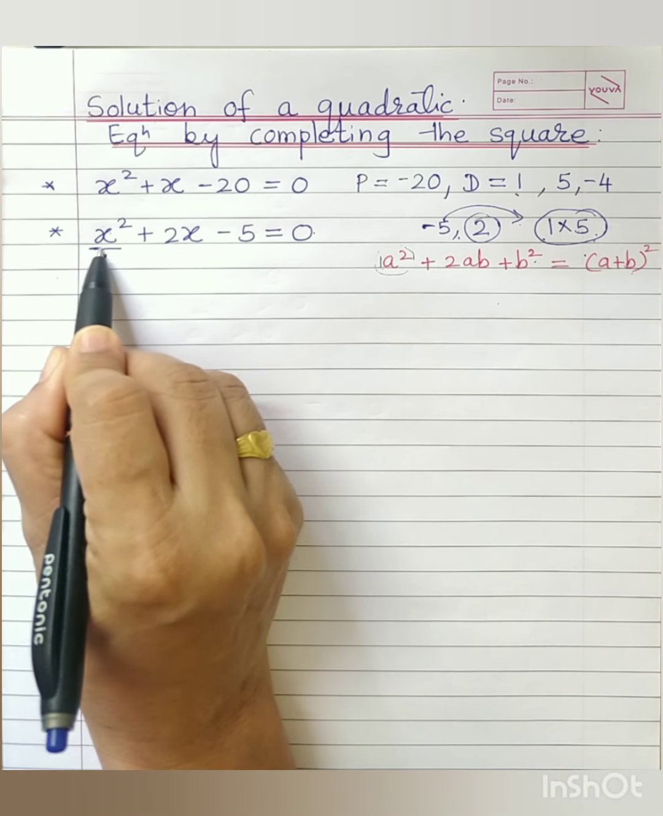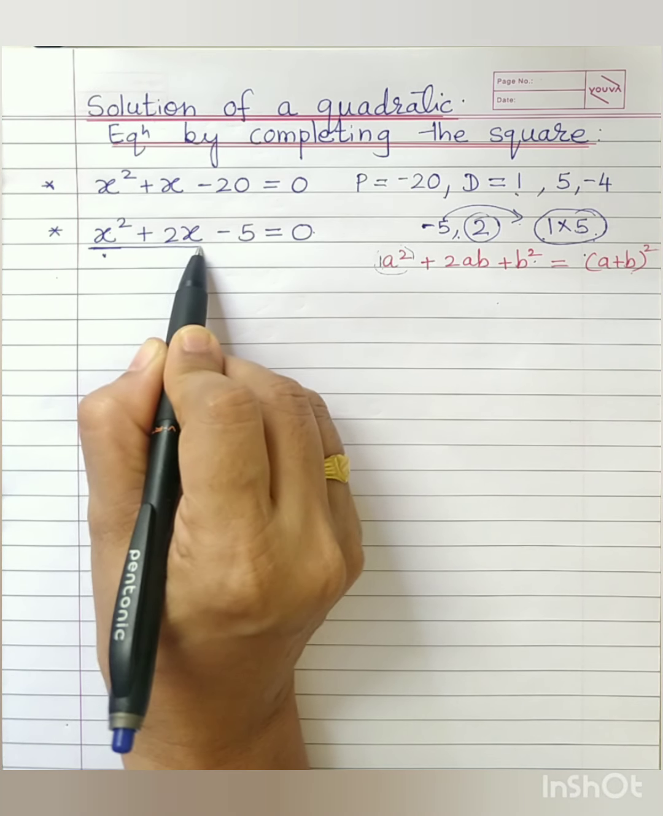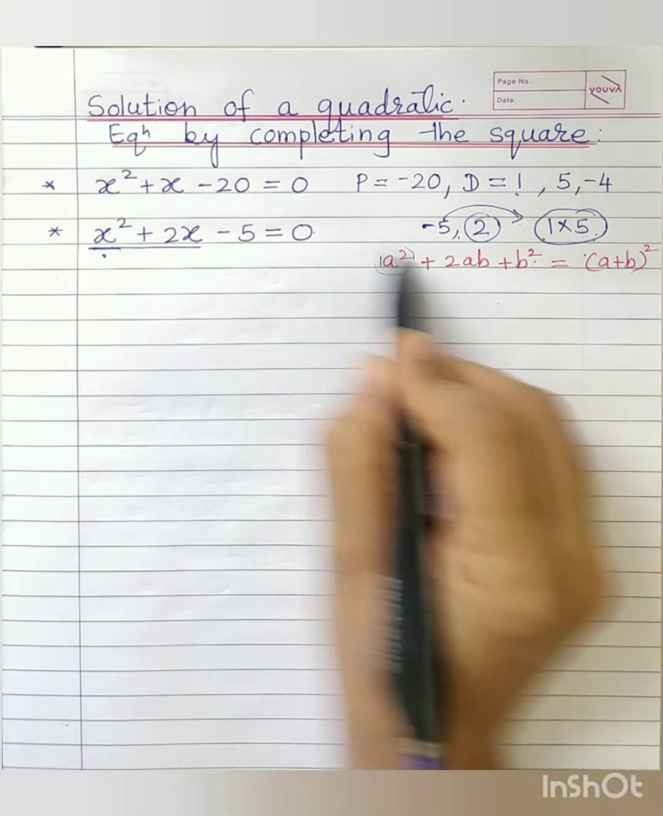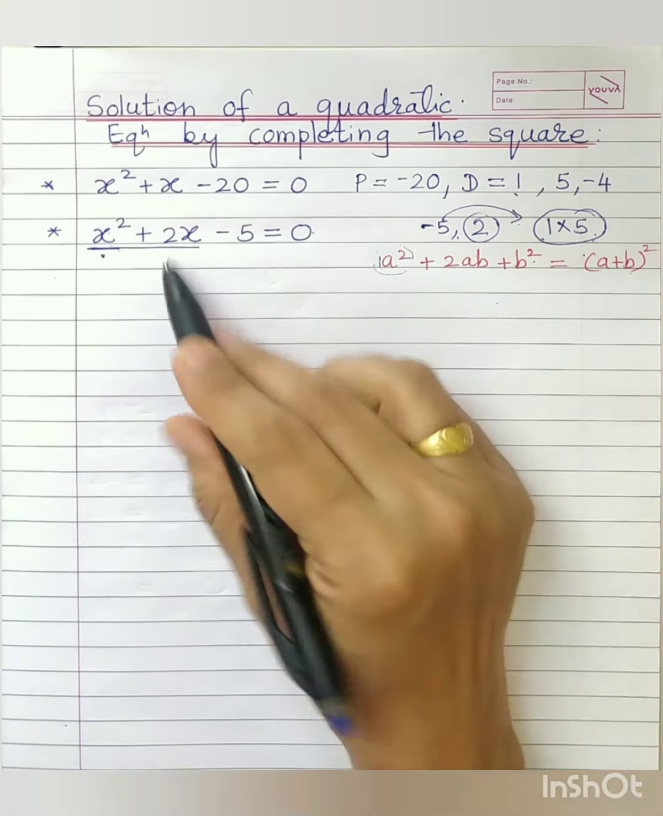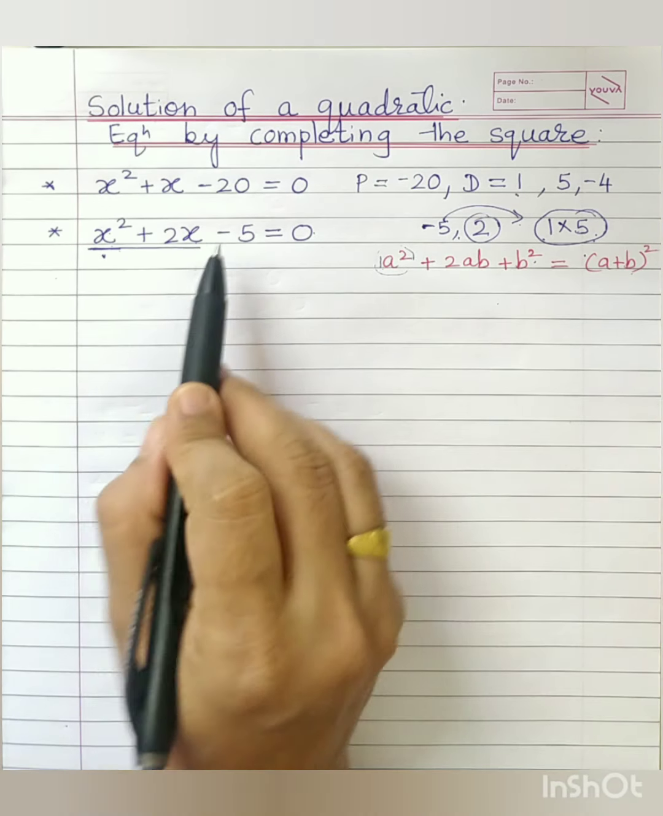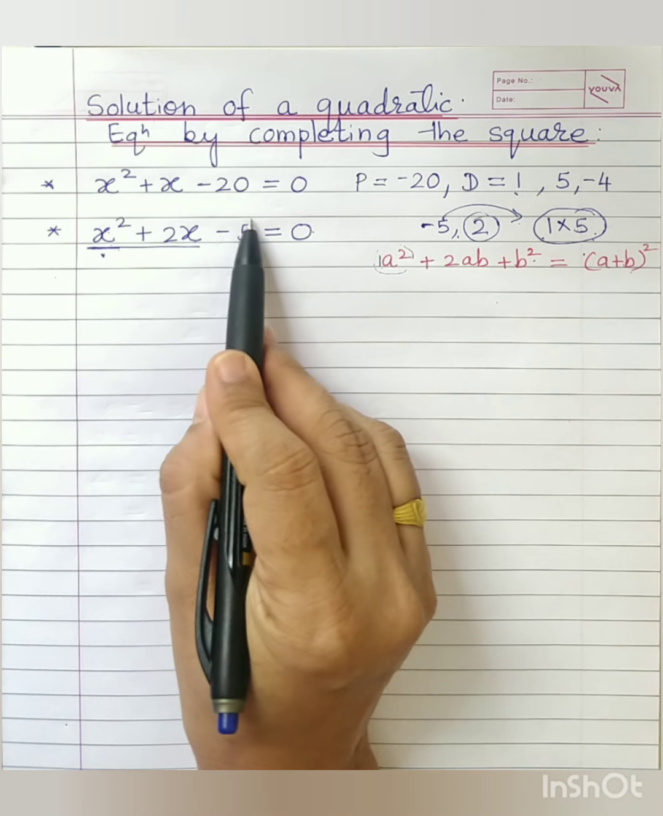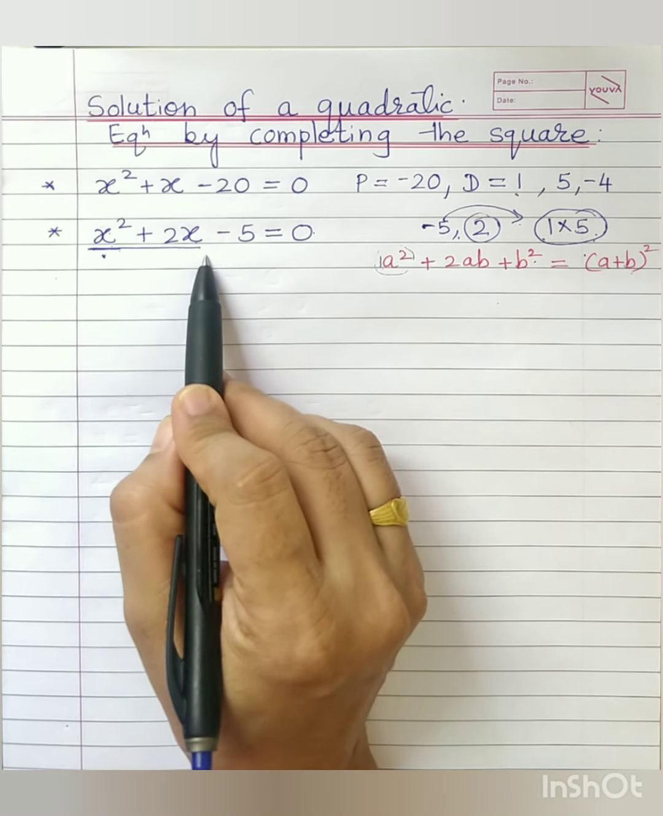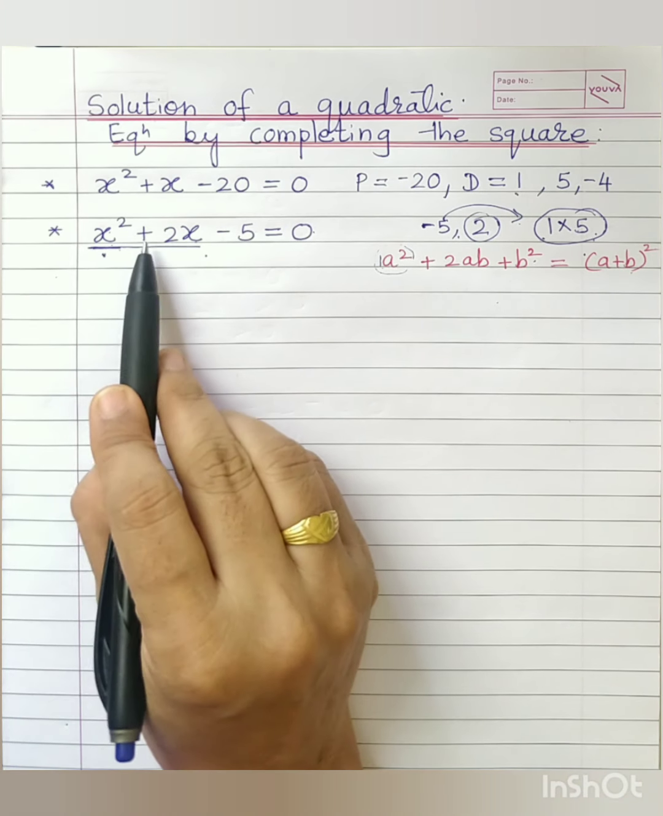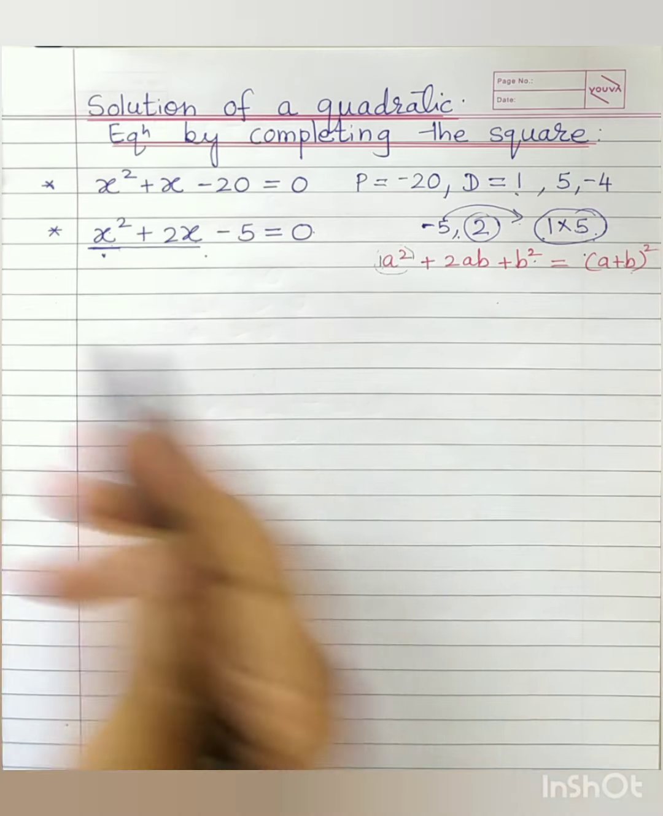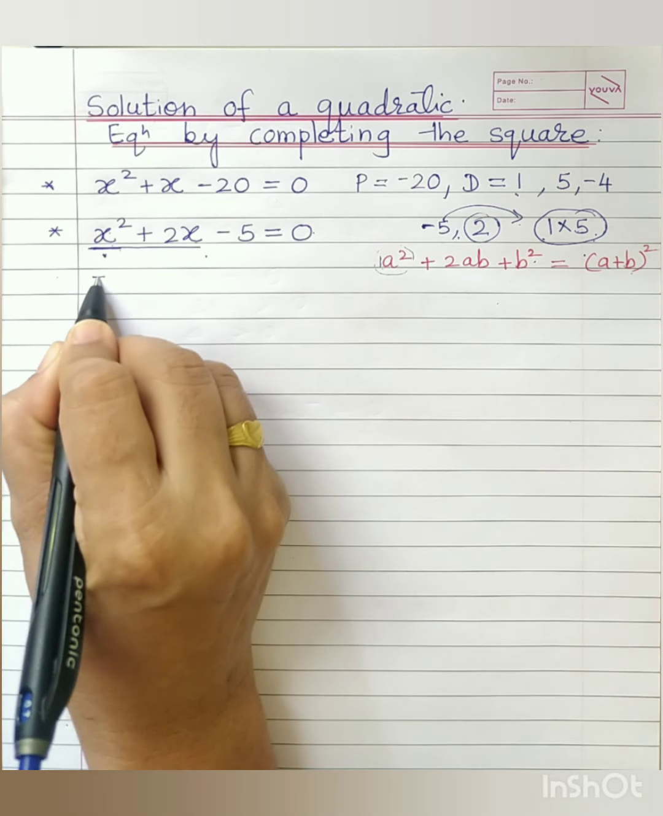Then x square plus 2x I will keep as it is. They are going to work as the first two terms of my expected perfect square trinomial, like a square and 2ab. Then minus 5 is not making it a perfect square, right? So I shall introduce one term from my side which makes x square plus 2x plus that unknown term a perfect square. So how to find the third term?